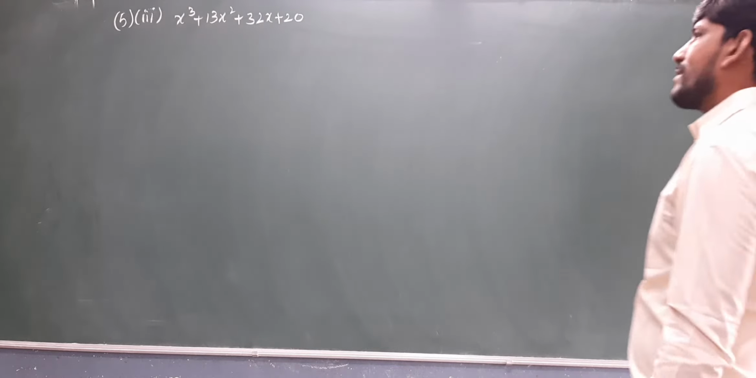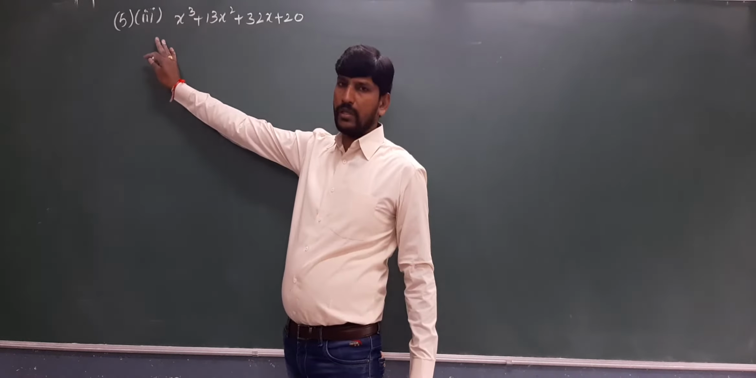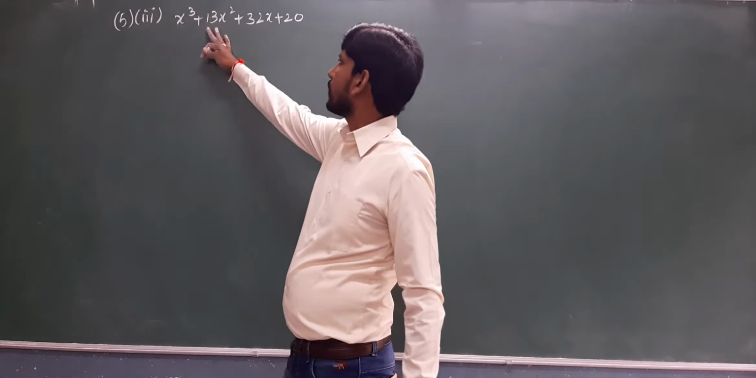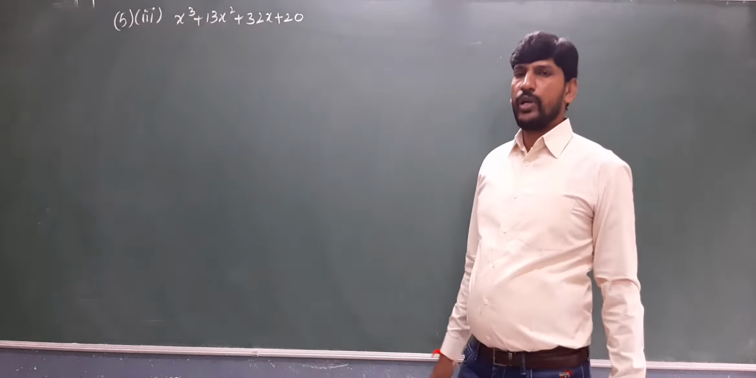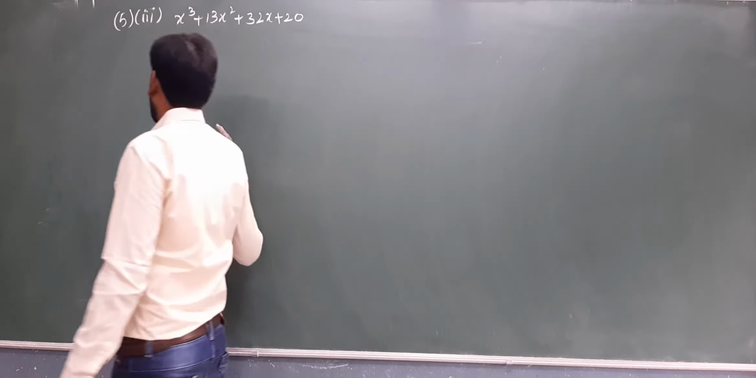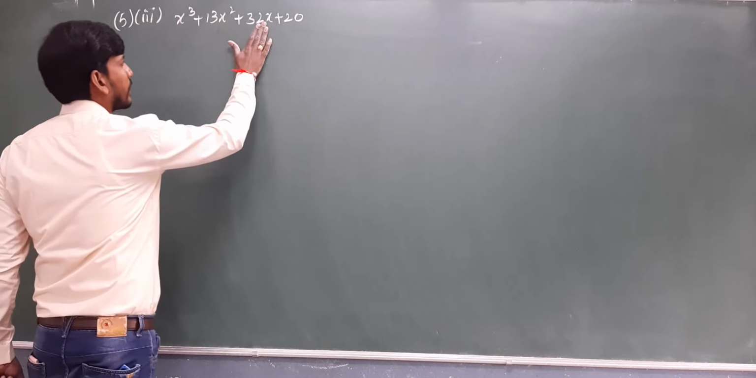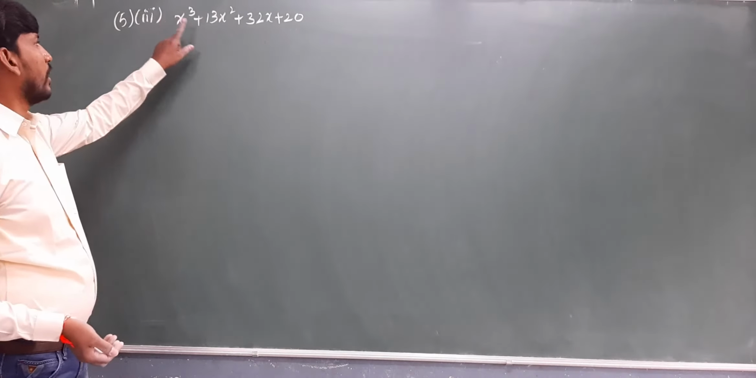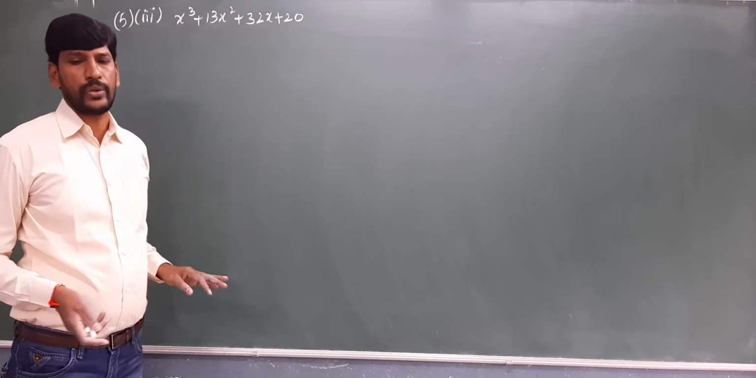Now, children, let us discuss one more problem which has the same question, third bit. Fifth question, third bit. Factorize x cube plus 13x square plus 32x plus 20. Here also it is a cubic polynomial. By adding all the coefficients of x cube, x square, x and 20, everything is positive only. See here 1, here 13, here 32, here 20. By adding all those, it never becomes 0.